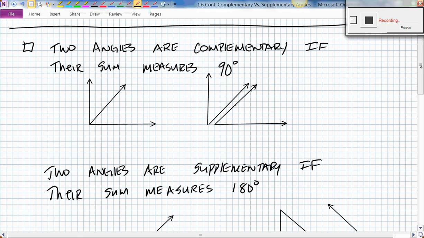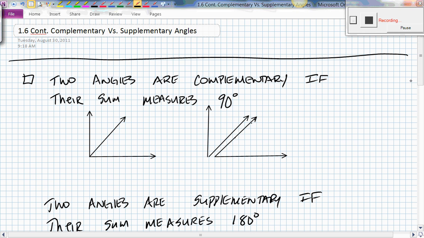Okay, so today we're talking about 1.6 continued, complementary versus supplementary angles. So the definition of complementary here: two angles are complementary if their sum, which means add them together, is 90 degrees. So their sum is 90 degrees.